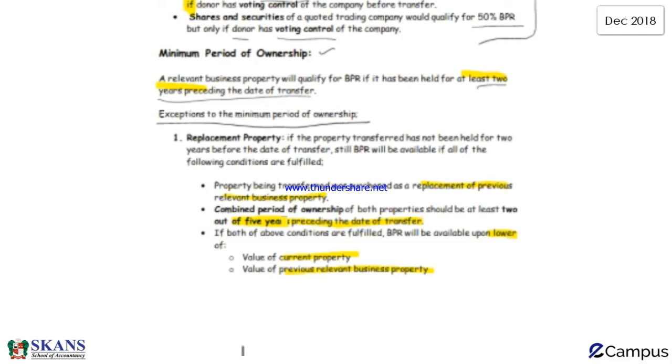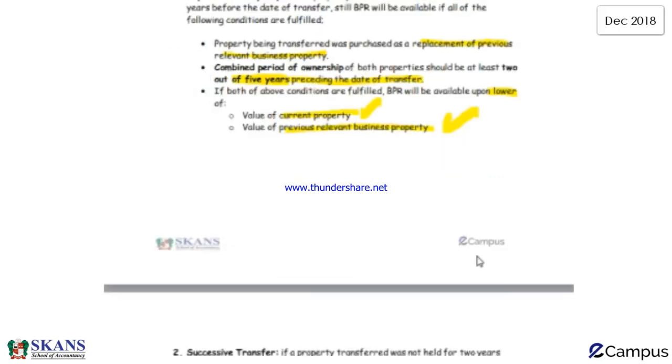In those 5 years, if we have any 2 years, minimum 2 years, in which combining the ownership of both new and old out of the previous 5 is 2 years, we will be able to claim BPR, but only on the value whichever is lower of the value of the previous property and the value of the property which we are transferring today. The exception to the rule which we have over here is successive transfer.